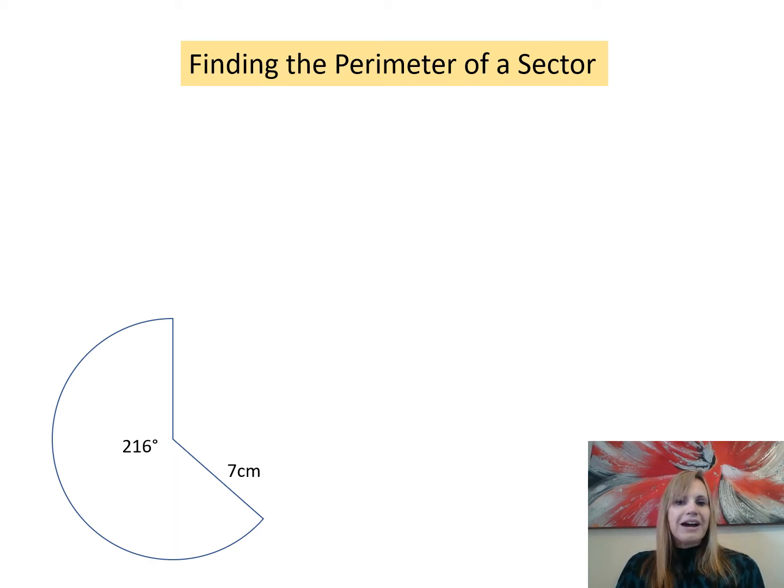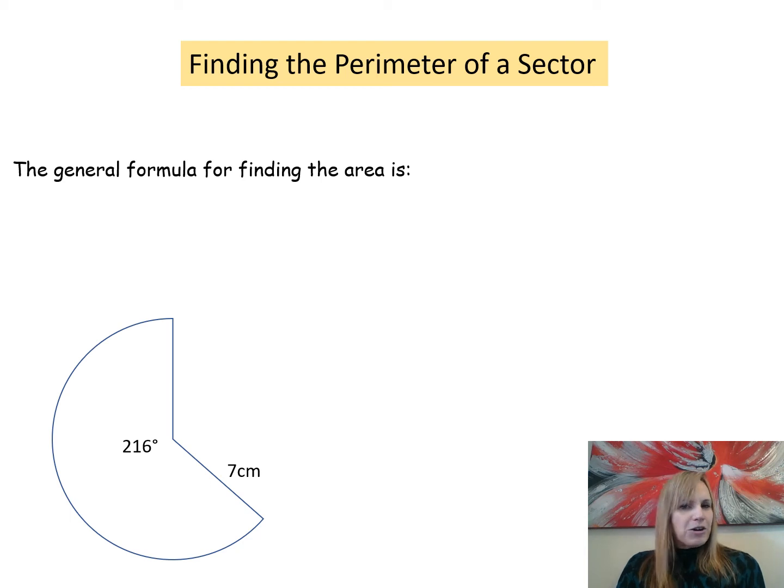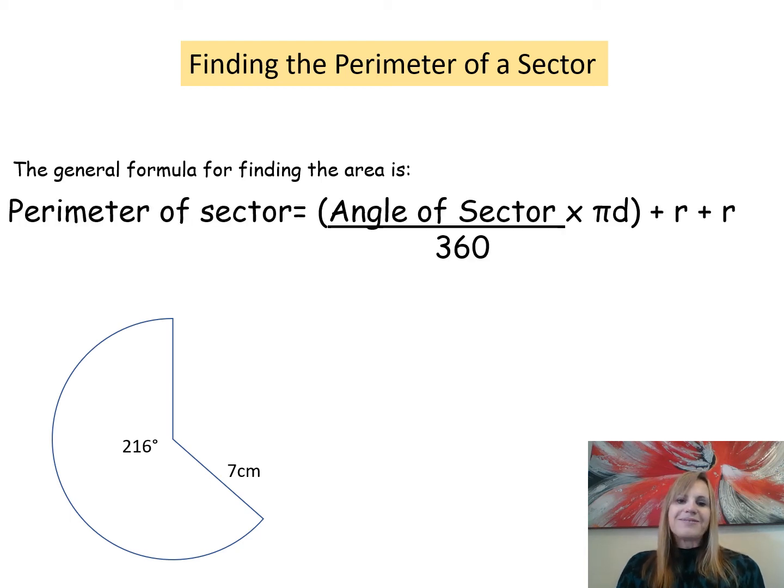Now the formula that we use looks a bit complicated, but actually it's not too bad. So looking at this, you think, gosh, that looks really complicated. But let's break it down. So we have the angle of the sector over 360. So what that means is we're not dealing with a full circle. A full circle is 360 degrees, and we've only been given 216 degrees. So that's the fraction of the circle that we're finding the perimeter of.